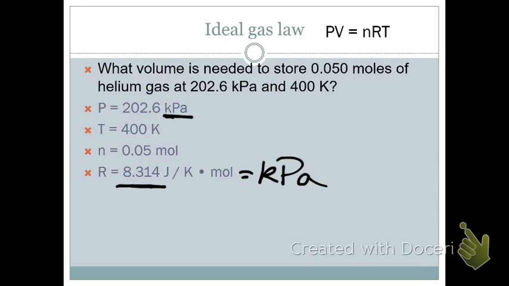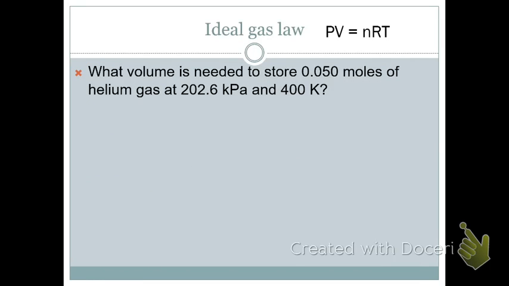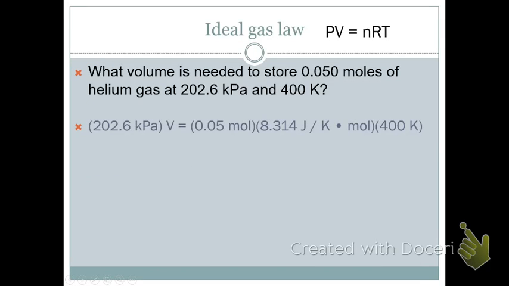Okay? So we're going to take all this and plug this into our formula, plugging everybody in where they go. Here is our pressure. This is the volume we don't know. This is our moles. This is our R value. And this is our temperature.